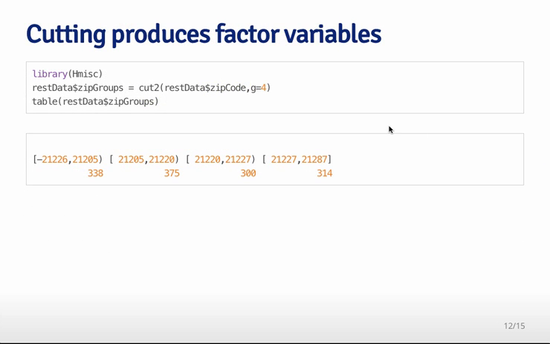So cutting produces factor variables. We saw before that I wanted to create this zip groups variable where I cut the zip codes up into 4 separate groups by their quantiles. And so if you make a table of them, you'll get to see this table, and the class of this object zip groups is now a factor variable.